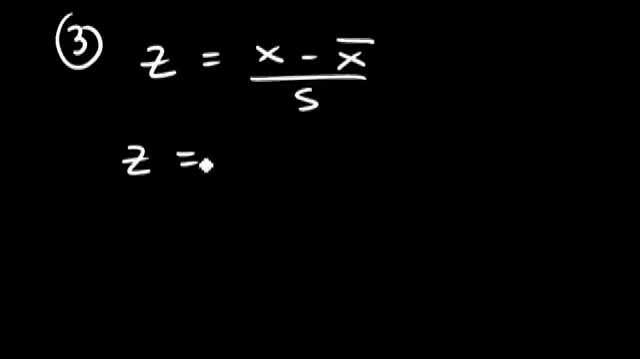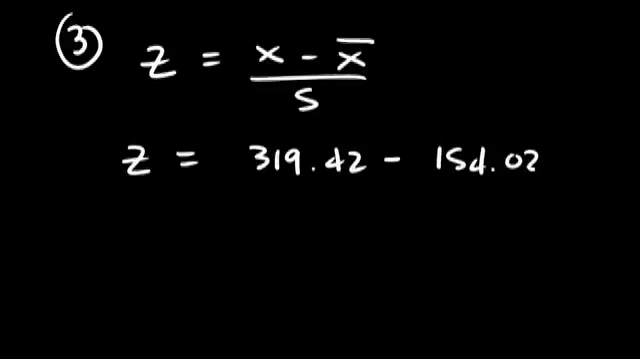We're going to convert the value of 319.42. The mean is 154.02, and the standard deviation is 87.27.